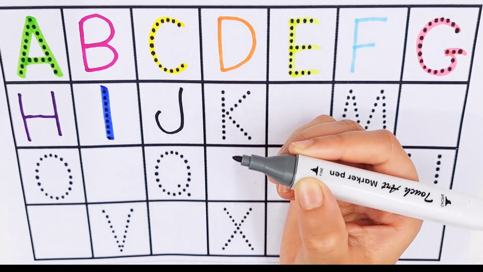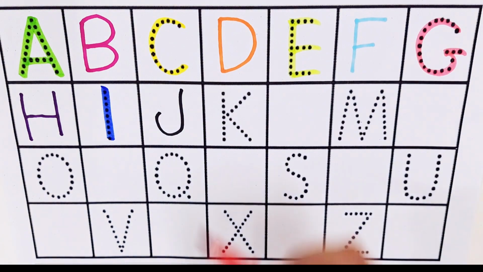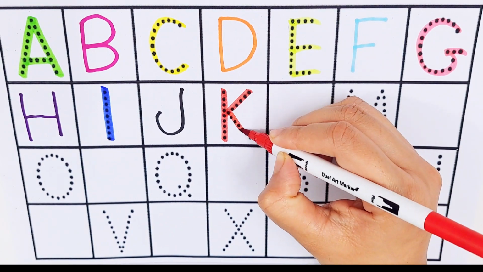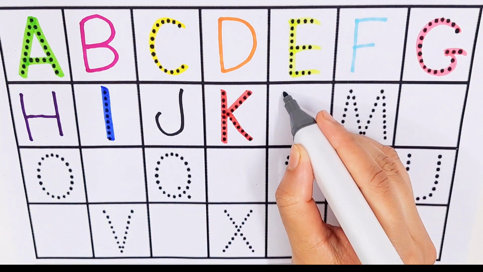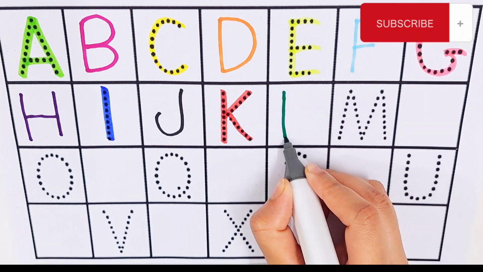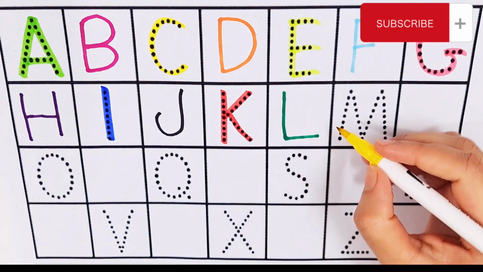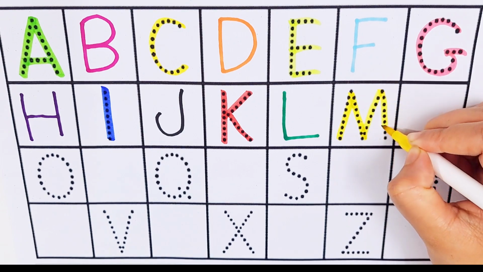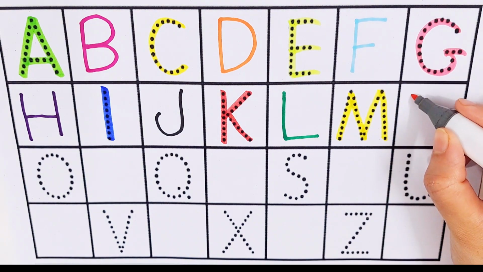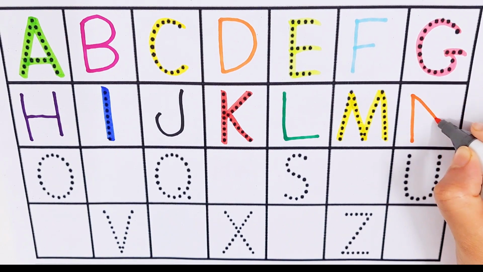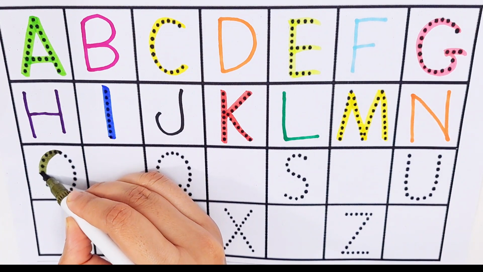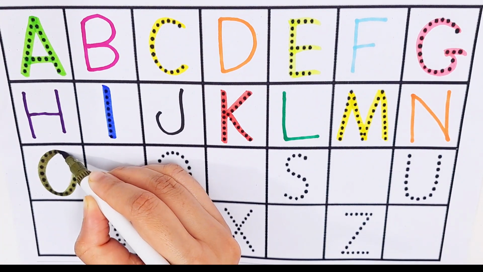J for jelly. K for kids. L for lychee. M for mouse. N for nose. O for olive.